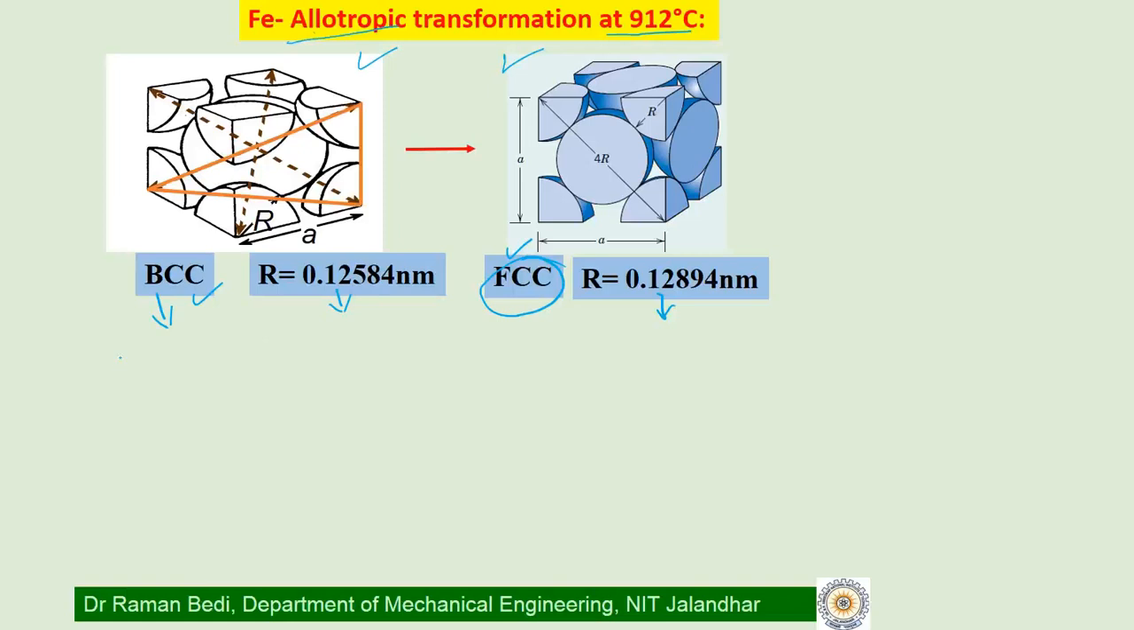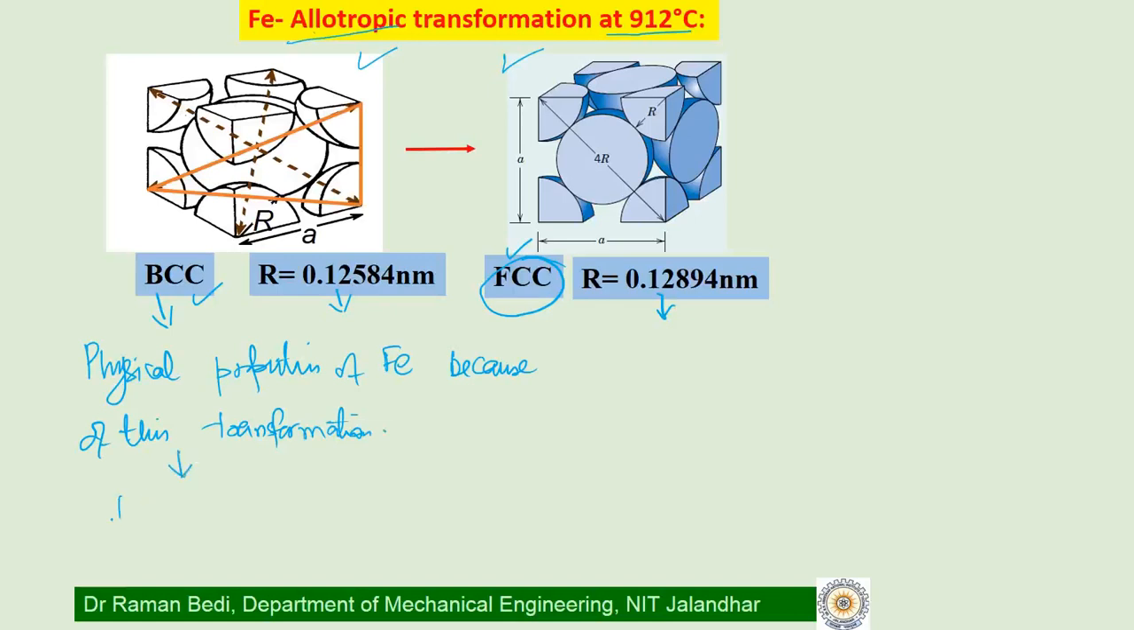What will happen to the physical properties of iron because of this transformation? The property I'm referring to right now may be, let us say, the density. What happens to the density of iron? Does the density of iron change when it undergoes an allotropic transformation? If it changes, whether it increases or decreases, how do you know that?